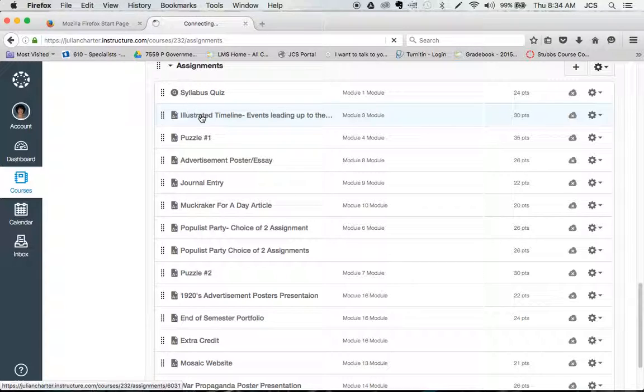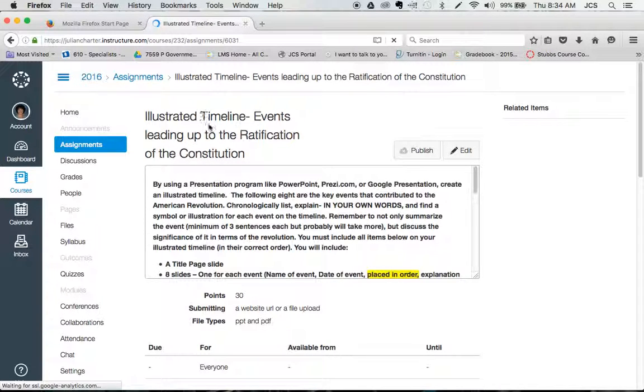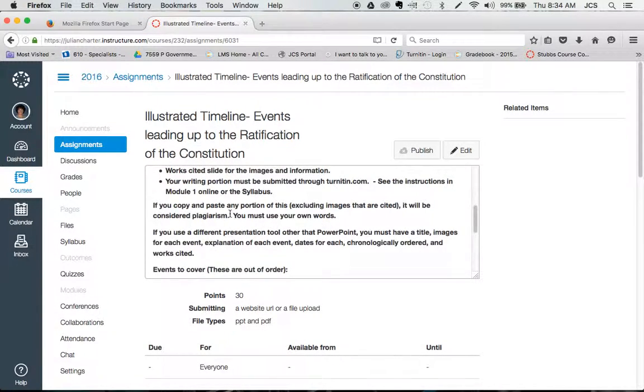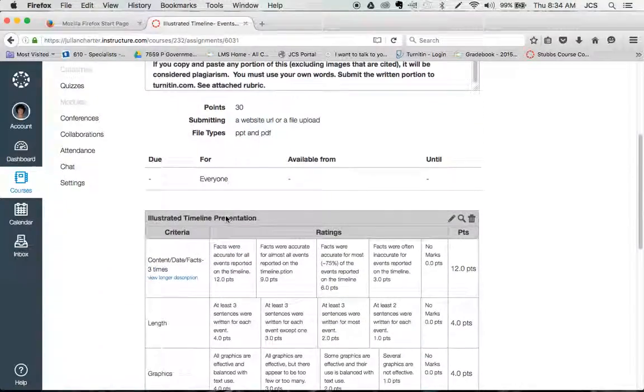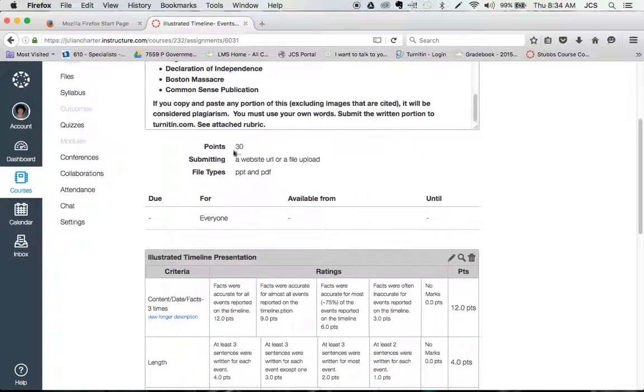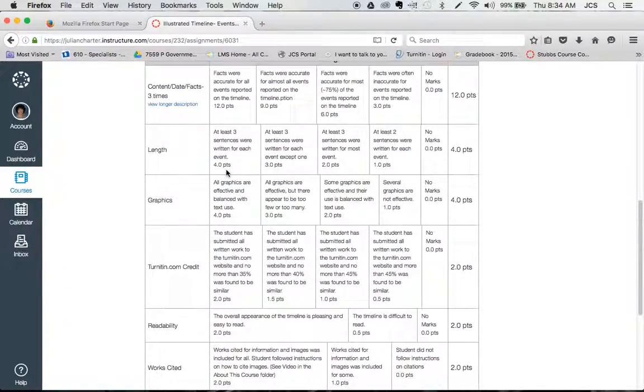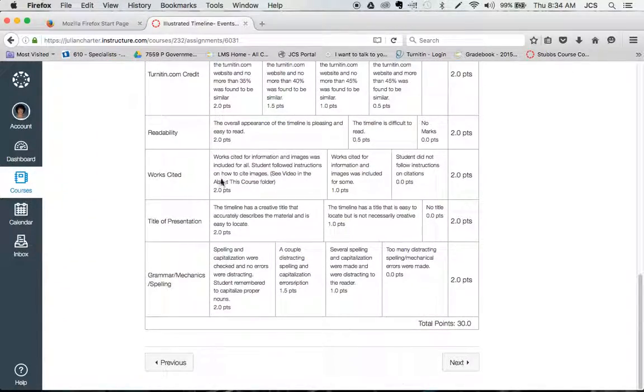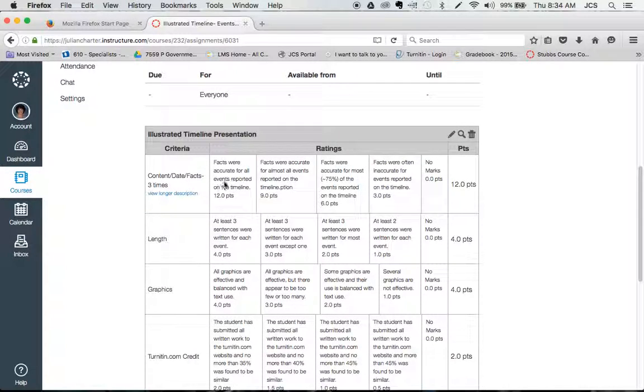So I'm going to click on this assignment and bring it up, and I want you to notice that at the bottom of the assignment, there's a rubric. So all I had to do was scroll down and get to the rubric. Okay. So this is a little different than last year. If you were with me, there are no 4, 3, 2, 1 or 5, 4, 3, 2, 1 across the top. It is actually the points are written in each box.